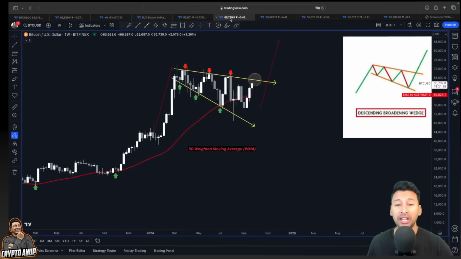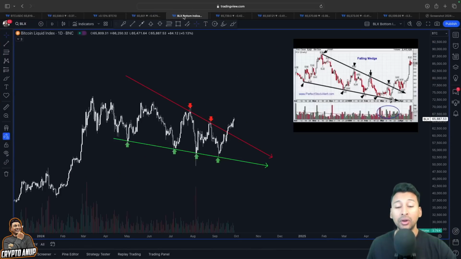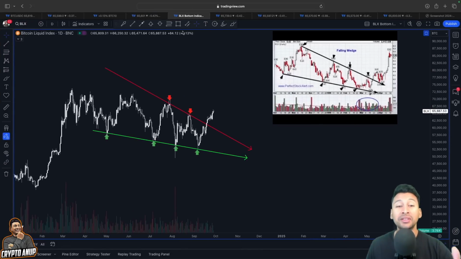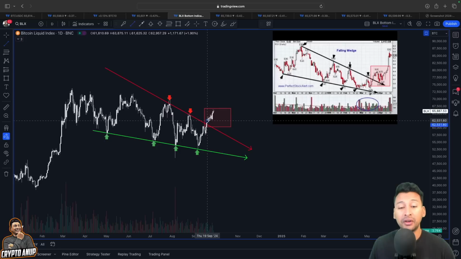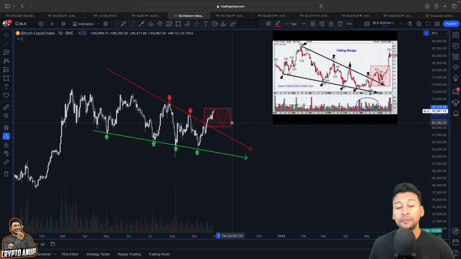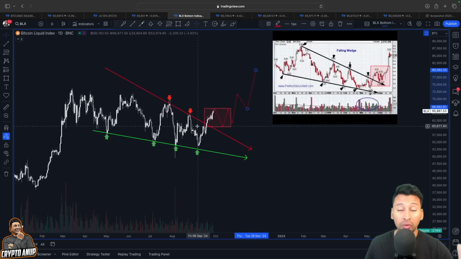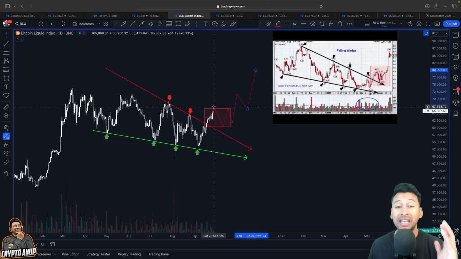Because we are aware, guys, that a pullback around this trend line means just a retest. If you look at the example on the right hand side, a bullish continuation pattern, even after breaking out from this upper trend line, we had a few pullbacks, but they were very short-lived, and right after that we started with a new bullish move. So the same thing could be happening in our case as well.